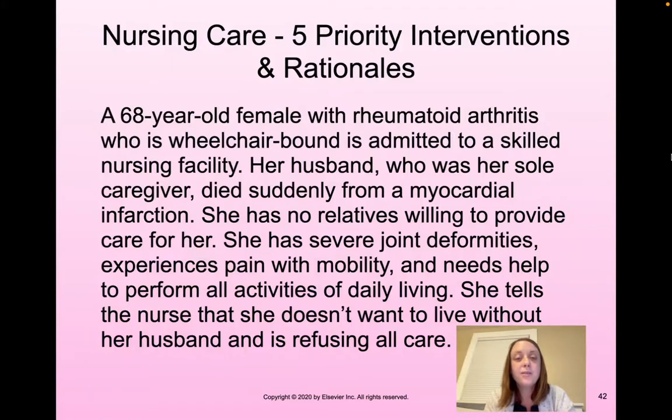And finally, my fifth intervention would be to help her reestablish her sense of self moving forward, that concept of ego integrity versus despair that we talked about before. Help her re-identify for herself what her life looks like moving forward after all these big life changes that she has had and accept this new path for her life.